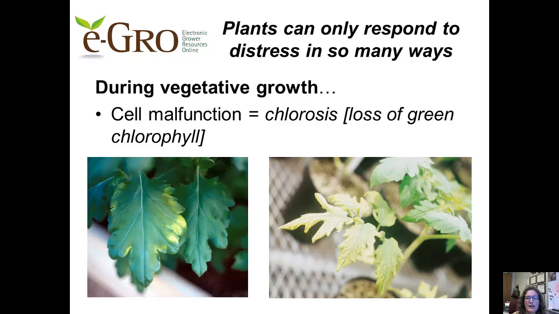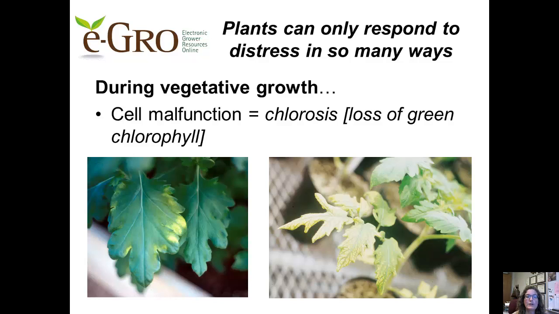Let's begin by acknowledging that plants can only respond to distress in so many ways. This leads us to recognize that when we see a symptom, there are many possible causal factors. Consider cell malfunction during vegetative growth. A typical symptom is chlorosis, or yellowing of the leaves.